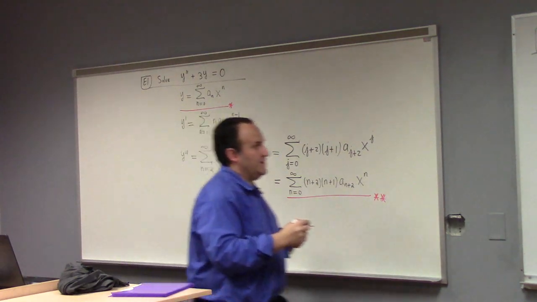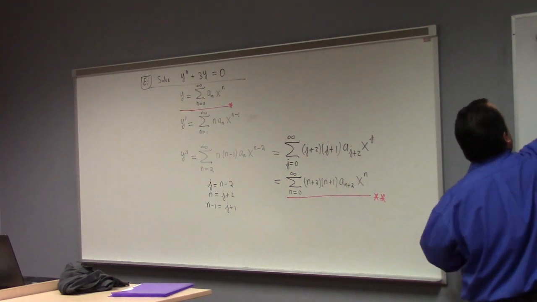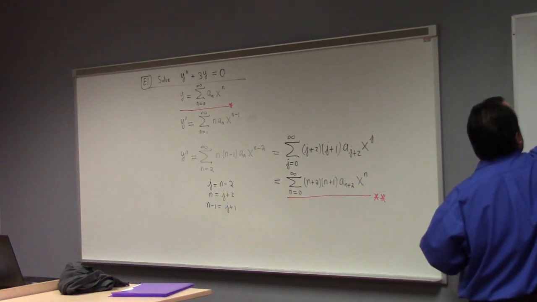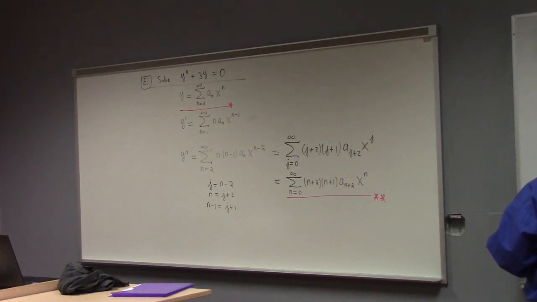All right, so let's plug in. Let me get this unpleasantness out of the way. There we go. Plug in star and star star into y prime prime plus 3y equals 0.